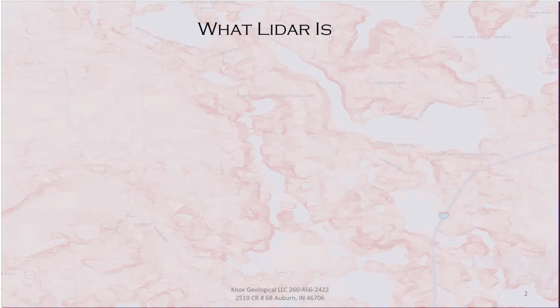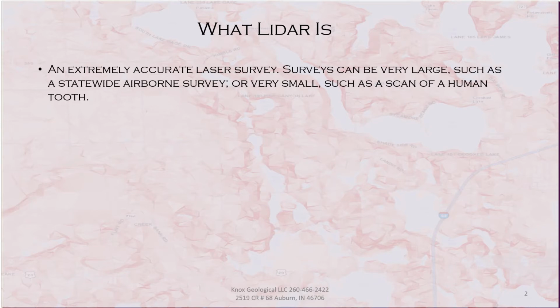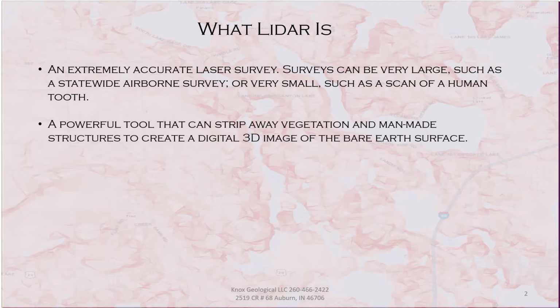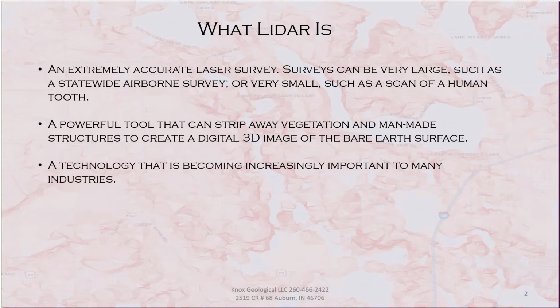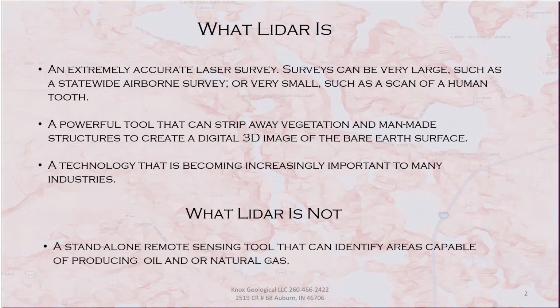What is LiDAR? It is an extremely accurate laser survey. Surveys can be very large, such as the statewide surveys the USGS is now putting together, or very small, such as the scan of a human tooth. It is a powerful tool that can virtually strip away vegetation, man-made structures, any culture, roads, bridges to create a digital 3D image of the bare Earth surface. It is a technology that is becoming increasingly important to many industries. What LiDAR is not is a standalone remote sensing tool that can identify areas capable of producing oil and/or natural gas.